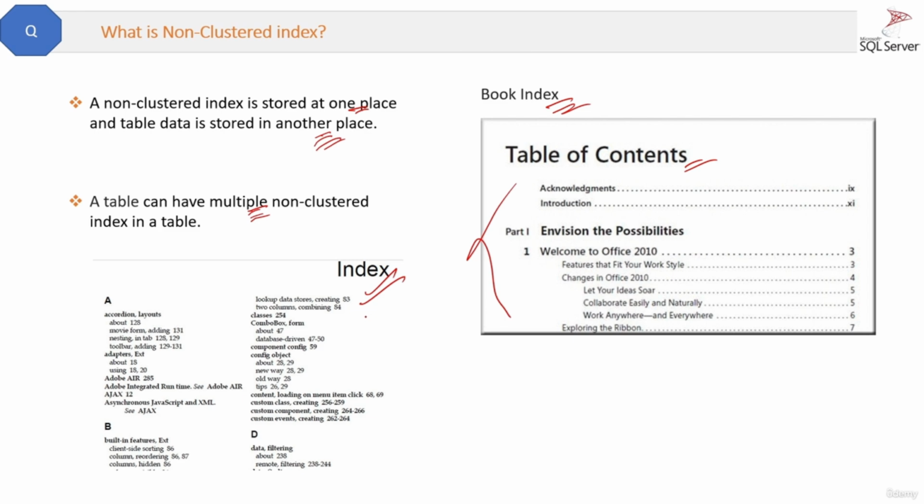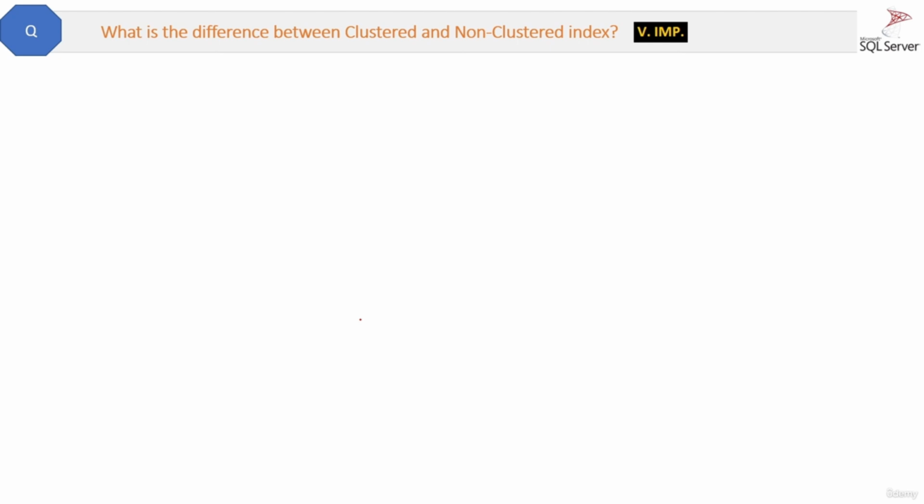At the end of the book you can find multiple indexes, right? Here also page numbers are mapped. This is the brief idea about the non-clustered index. What is the difference between clustered and non-clustered indexes?